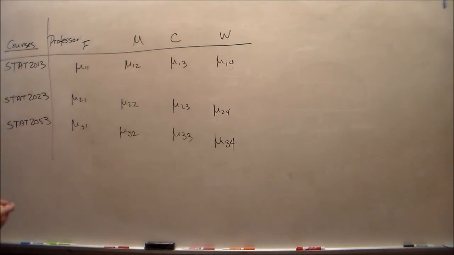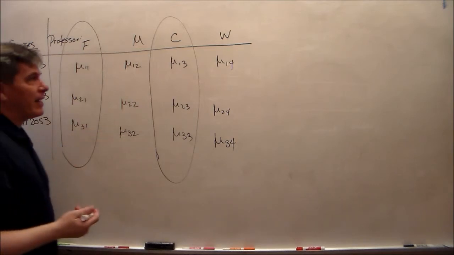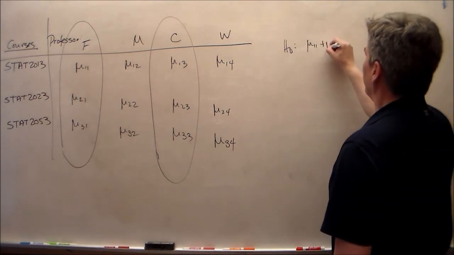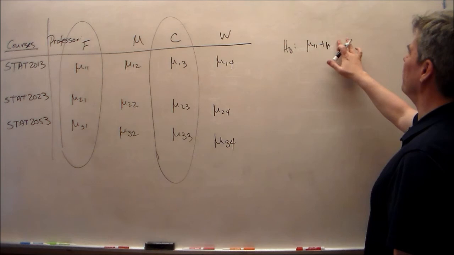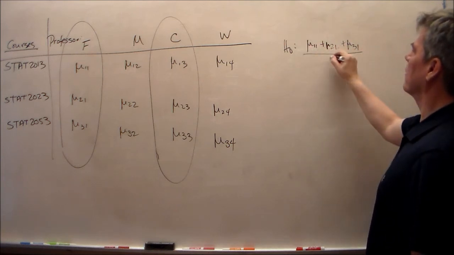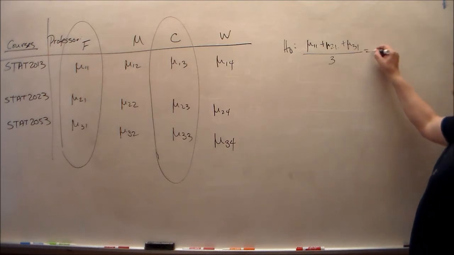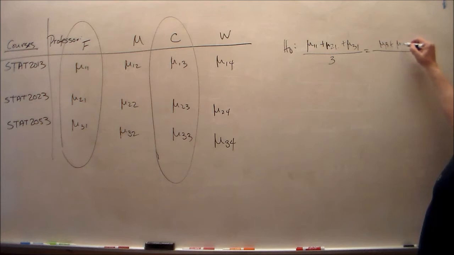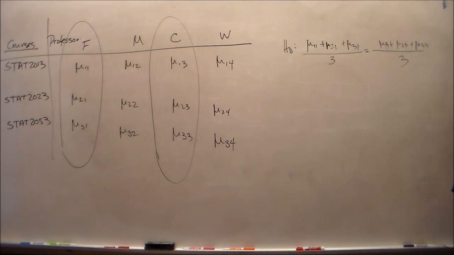Now, a null hypothesis that may be interesting is comparing the DFW rates for Forsberg and Cheney, ignoring the class, just looking at the DFW rates for Forsberg versus Cheney. So what would that null hypothesis be? That'd be mu 1,1 plus mu 2,1 plus mu 3,1, over 3 because there's three of them. And the null hypothesis, since it's going to be null, that'll be an equals mu 1,3 plus mu 2,3 plus mu 3,3, again over 3. So that could be the null hypothesis that interests us.